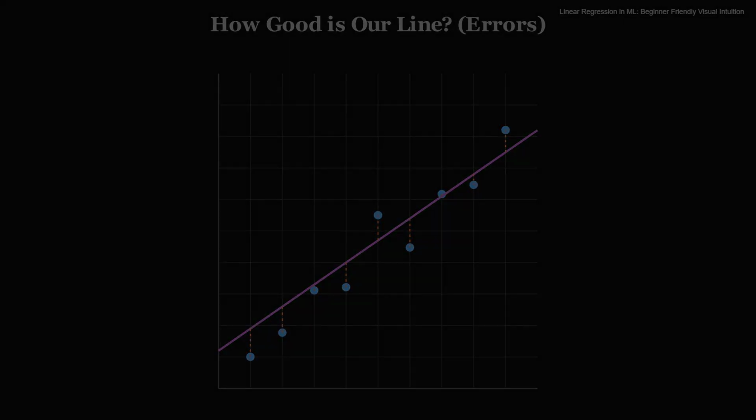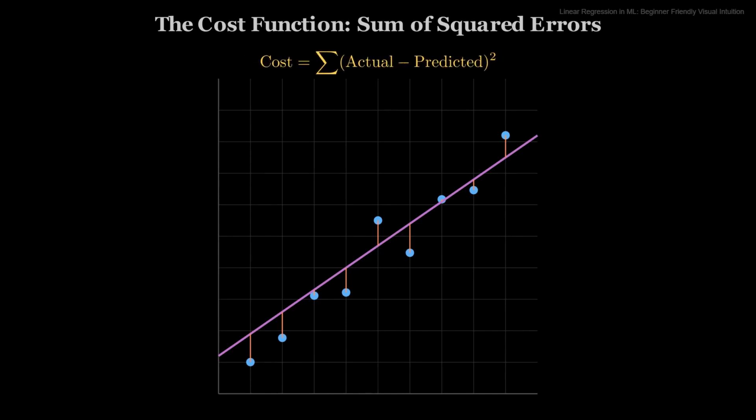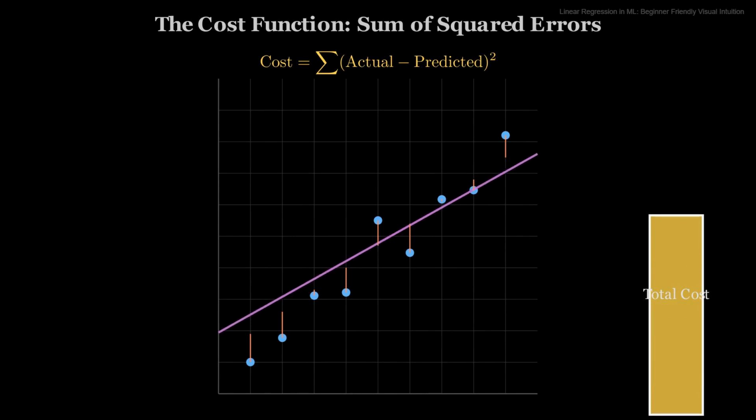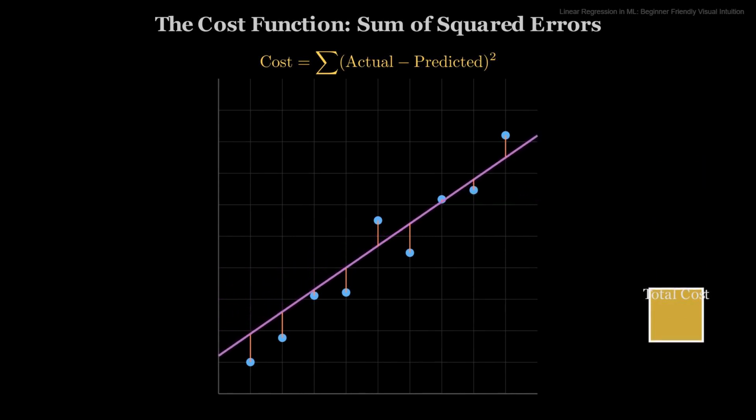predictions. Simply summing up all the errors isn't ideal, because positive and negative errors would cancel each other out, potentially leading to a misleadingly low total. To avoid this, we square each error before summing them up. Squaring achieves two things. It makes all errors positive, and it penalizes larger errors much more heavily, encouraging our model to prioritize reducing significant deviations. This sum of squared errors is our cost function, a single number that tells us how bad our current line is. The lower the cost, the better the line fits our data.